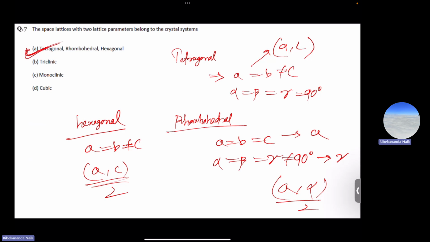However, in case of triclinic, monoclinic and cubic, they have different numbers of lattice parameters. And in case of tetragonal, rhombohedral and hexagonal, there are two lattice parameters. So the crystal systems that can be represented by means of two lattice parameters are tetragonal, rhombohedral and hexagonal. I hope this is clear to you.